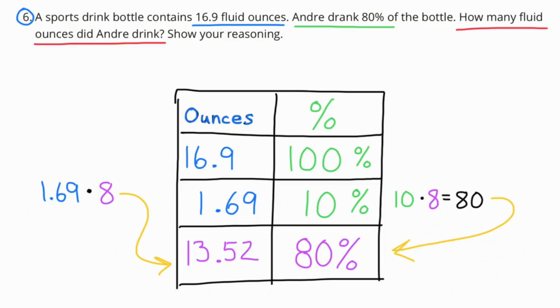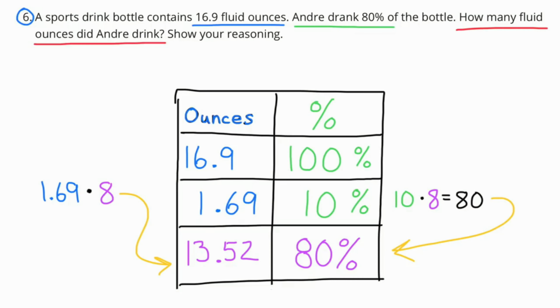Number 6. A sports drink bottle contains 16 9/10 fluid ounces. Andre drank 80% of the bottle. How many fluid ounces did Andre drink? Show your reasoning. Well, if the sports bottle contains 16 9/10 ounces, that would be 100% of the bottle. If Andre drank 80% of the bottle, we'd have to figure out how to find 80%.